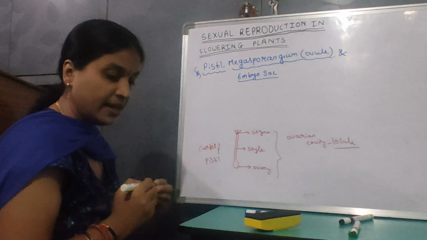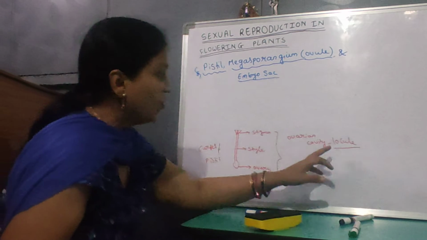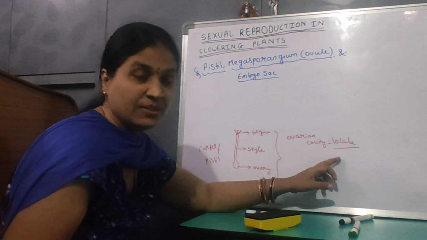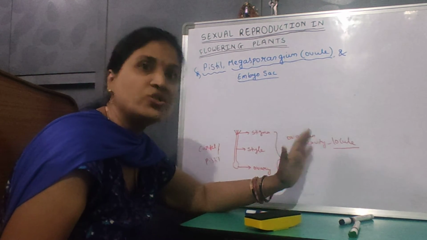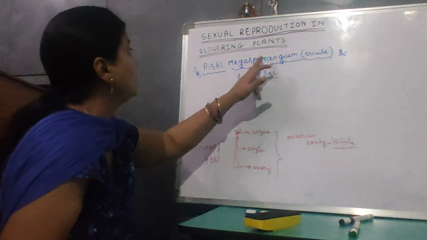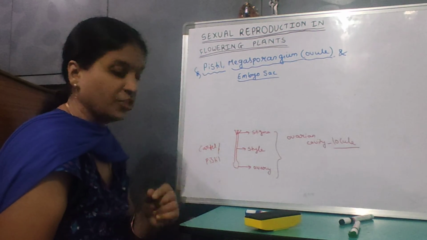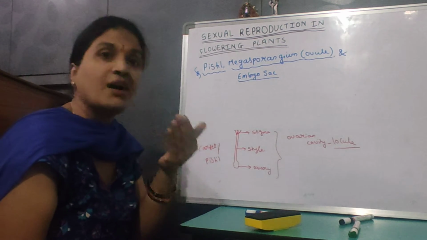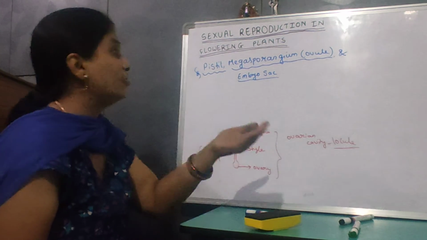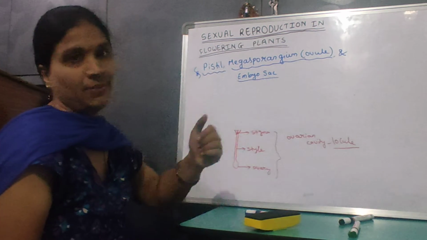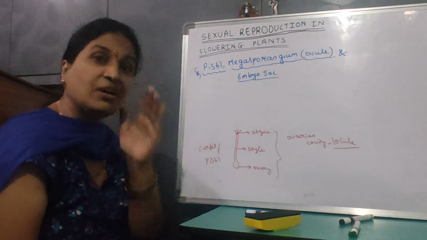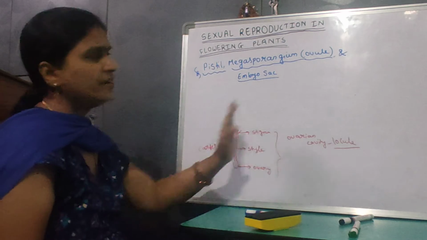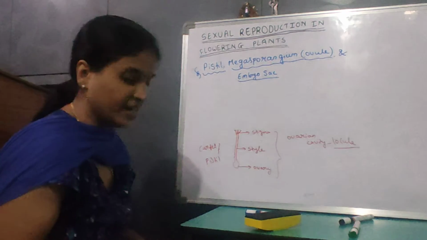In this ovarian cavity, many placenta will be there. To the placenta, the ovules are attached. The ovules are nothing but the megasporangium, which will have the megaspore mother cells. These megaspore mother cells will produce the megaspores. That megaspore will develop into the embryo sac, which is the female gametophyte. In that, the female gamete is going to be present. In detail we will study it later.